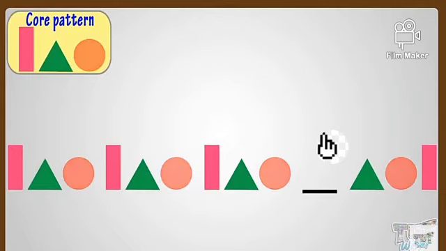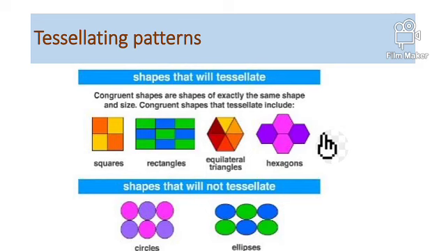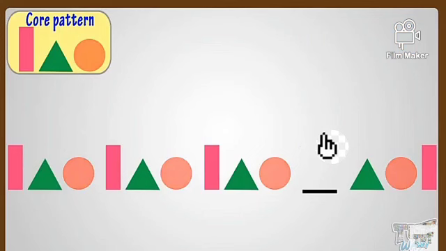This is an incomplete pattern. Now you have to find out the correct shape that has to be filled in the empty space. Before that, I'll tell you what a core pattern is. The pattern that is getting repeated is called the core pattern. So what is the core pattern here? Rectangle, triangle followed by a circle. This is the core pattern.